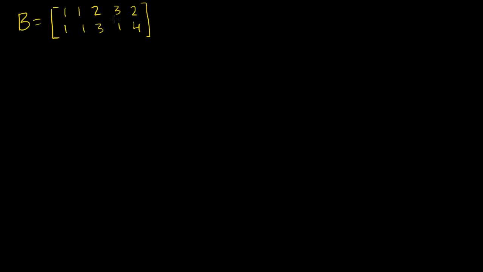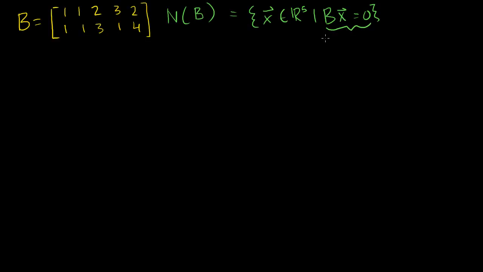Let's say I have this matrix B here, and I want to know what the null space of B is. We've done this multiple times, but just as a review, the null space of B is just all of the vectors x that are members of R5, where my matrix B times any of these vectors x is equal to 0. That's the definition of the null space. I'm just trying to find the solution set to this equation right here.